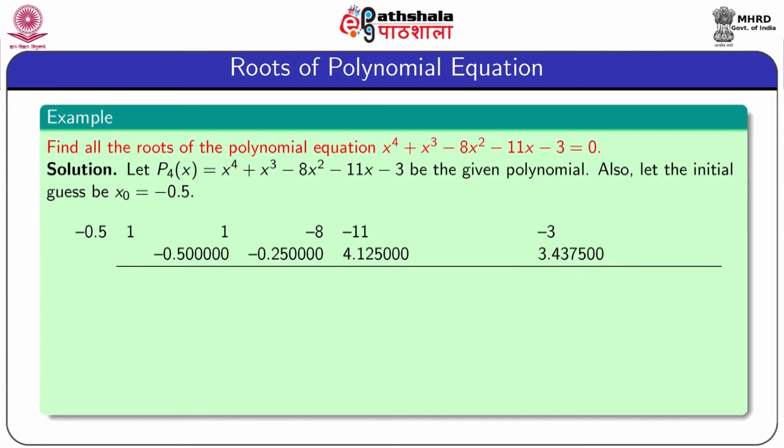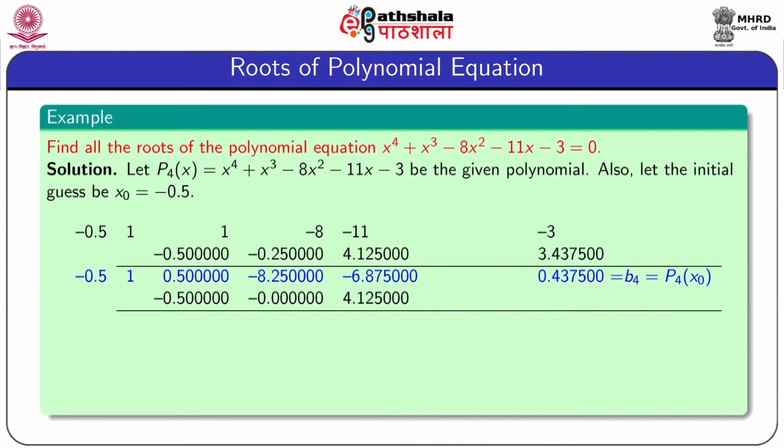Here the polynomial is a 4th degree polynomial, so it is denoted by p4(x), and we assume that the initial root, or first approximate root, is x0 equal to minus 0.5. So, using the table mentioned in the previous slide, we calculated the first and second rows, and from these two rows we calculate the values of b's by adding the corresponding columns. That means the values of b's are 1, 0.5, minus 8.25, minus 6.875, and the last value is 0.437500, which is equal to b4, and it is equal to p4 at x0.